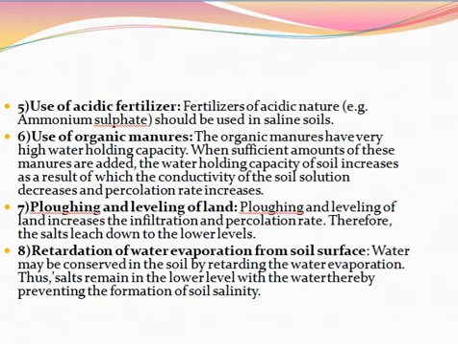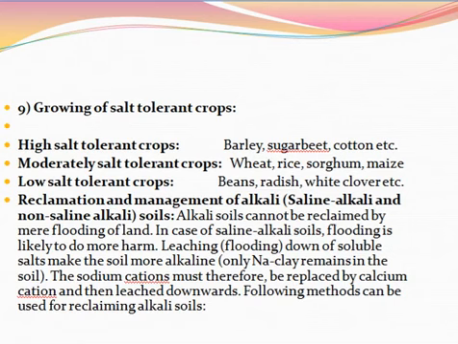Then another cultural method is plowing and leveling of land, retardation of water evaporation from the surface, and growing of salt tolerant crops. High salt tolerant crops include barley, sugar beet, cotton, etc. Moderately salt tolerant crops are wheat, rice, sorghum, maize. And low salt tolerant crops are beans, radish, and white clover.